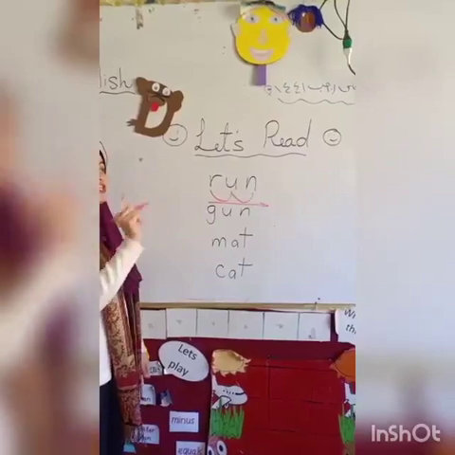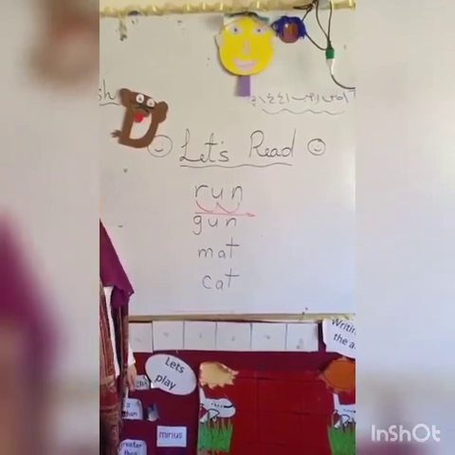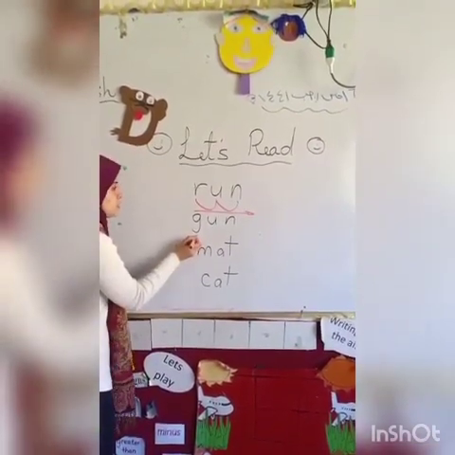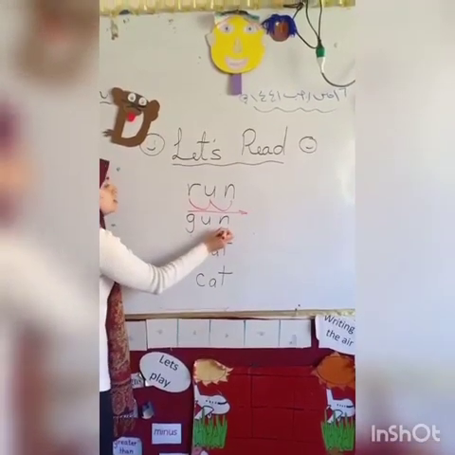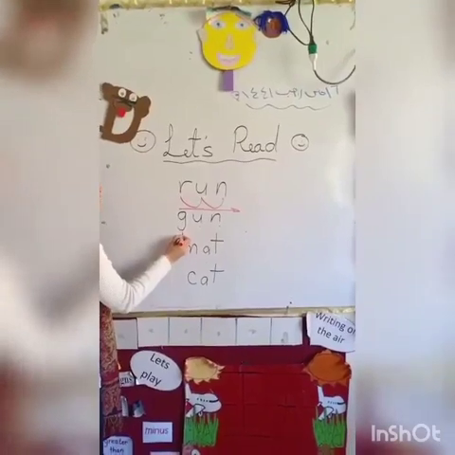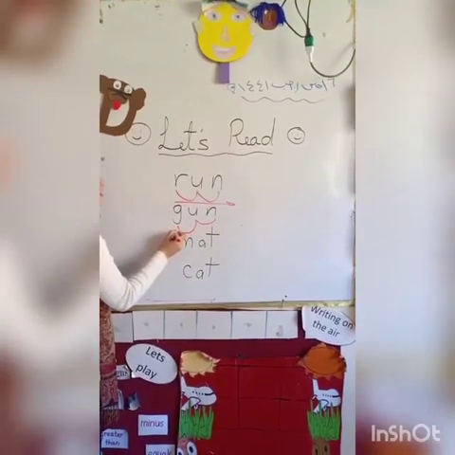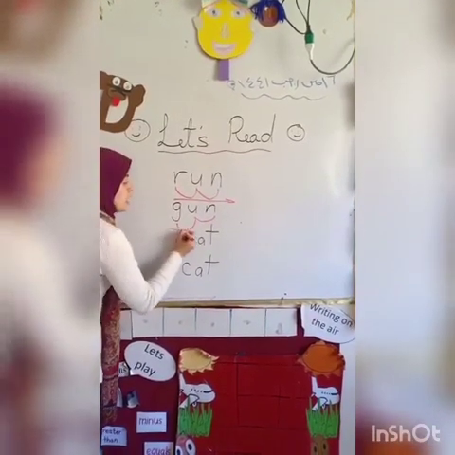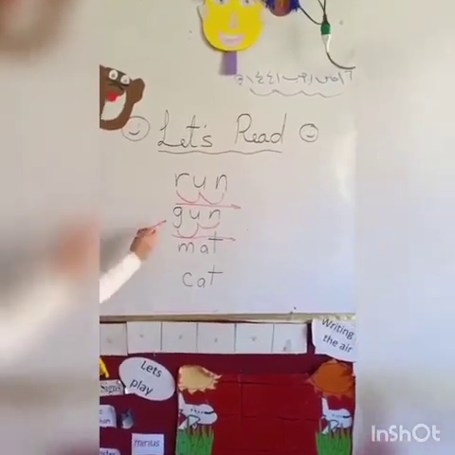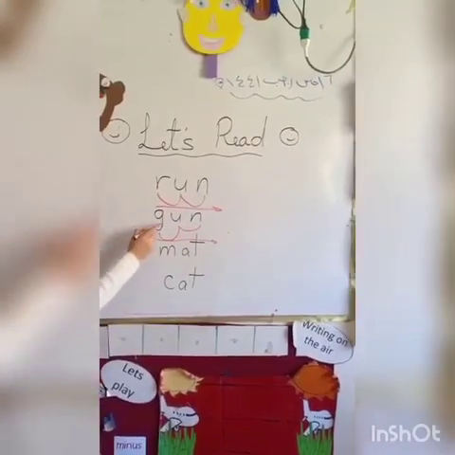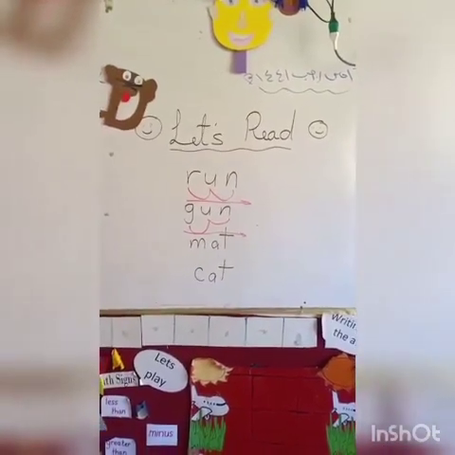I will put a dot under each letter and you have to say the sound. Yes, you're right. G, up. One more time. Faster. G, up. Gun. Excellent. It's gun. Okay, let's see what's next.